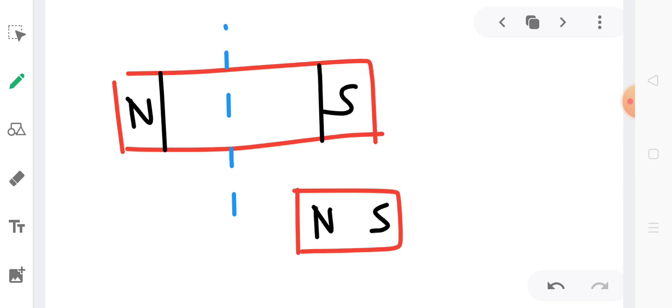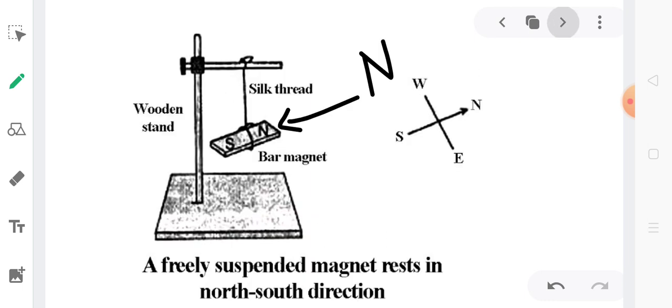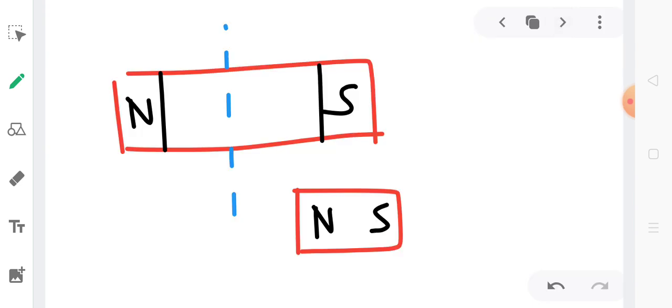So the third very important property regarding a magnet is that you can never imagine isolated poles. You can never think of separating the two poles of a magnet. So the three important properties of a magnet are: opposite poles attract, same poles repel; a freely suspended magnet rests in the north-south direction; and finally, you cannot separate the two poles. The two poles of a magnet cannot be separated by any means.